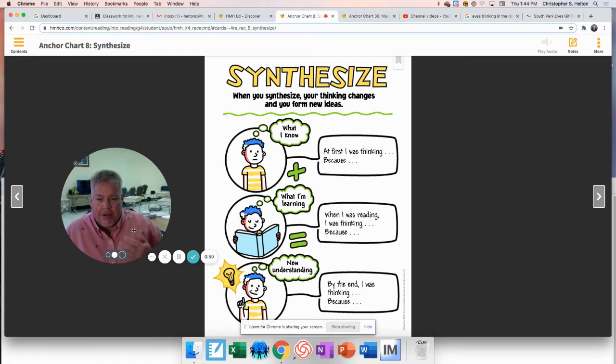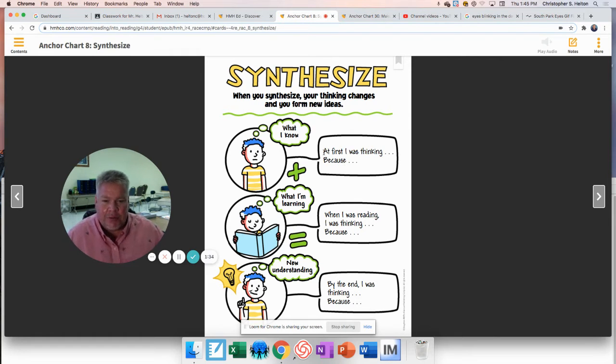And so we've talked about this before at the end of Unit 1, but synthesizing. When you synthesize, your thinking changes and you form new ideas. So it goes: what I know, what I'm learning, and a new understanding I've gained. So you probably knew a little bit about the five senses when we started this unit, but we learned a lot about the five senses, and now I have a new understanding. So it's like a math equation: what I know plus what I'm learning equals my new understanding.